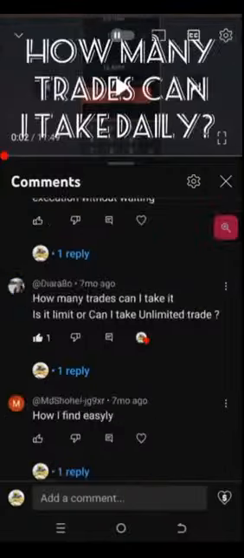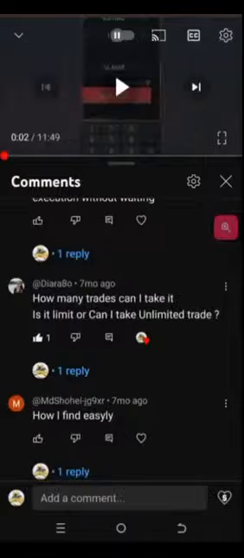Okay, so I'll just take one more question. It says, how many trades can I take? Is it limited, or can I take unlimited trades? Actually, you can take as many trades as will get executed with limit order. Now, like I said, depending on the volume, the liquidity, and the movement of price, your trade can get executed within minutes, right?